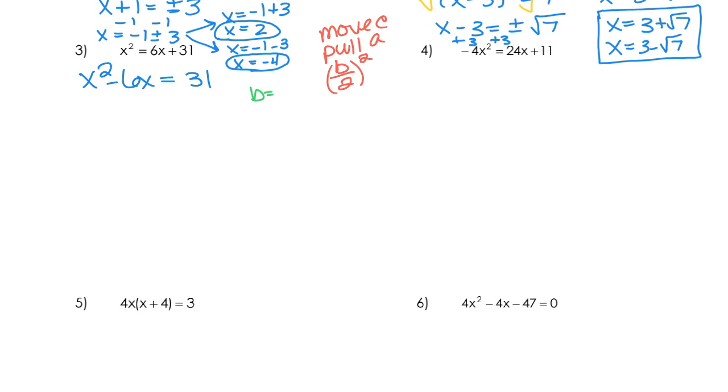So our B value is negative 6. We're going to cut it in half to get negative 3, and then we're going to take it and we're going to square it, and we're getting 9. Okay. And so now we have x squared minus 6x plus 9.